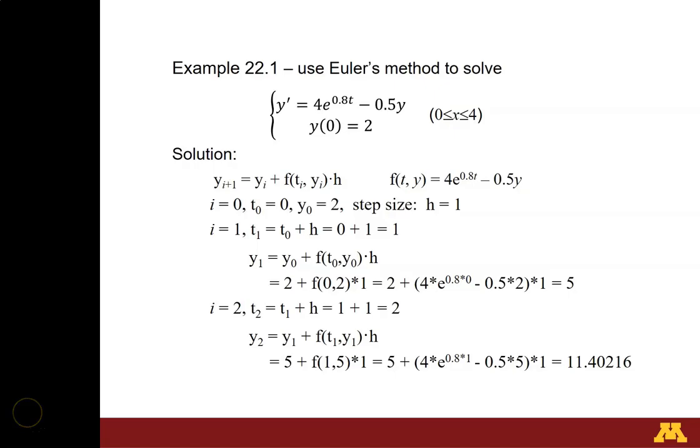Here is one example of how to use the Euler method to solve this equation. We are given the initial value here, y at x equal 0 equals 2. In the formula of the Euler method, slope f actually represents the right hand side of the ODE, that is here, right? Starting from the starting point, i equals 0, that is t_0 equals 0, y_0 equals 2. For step size, we assume here h equals 1.